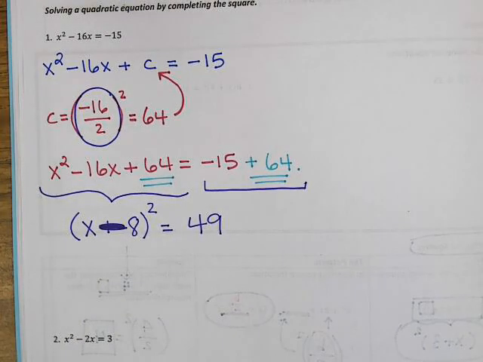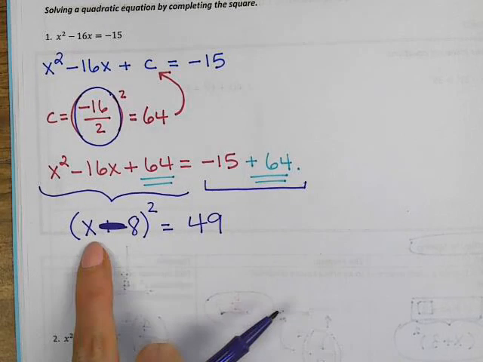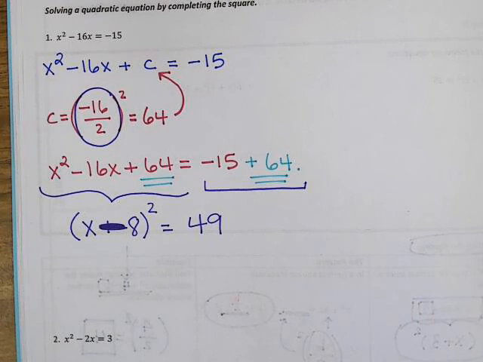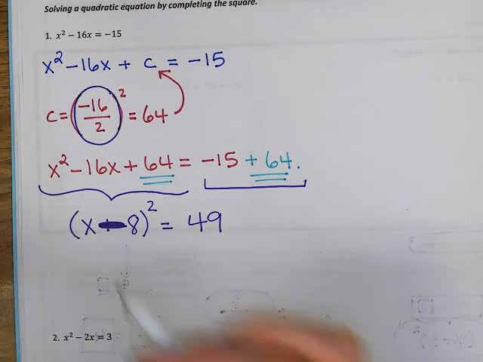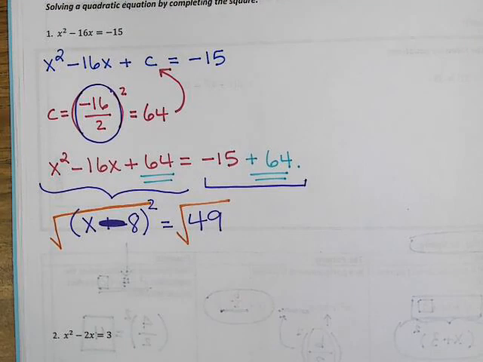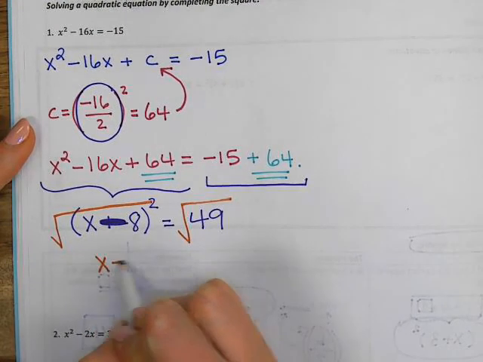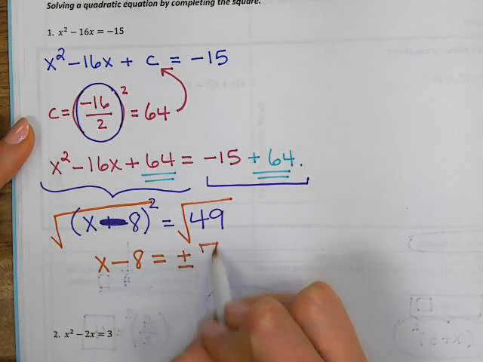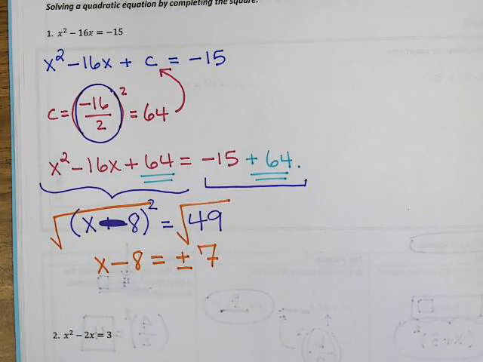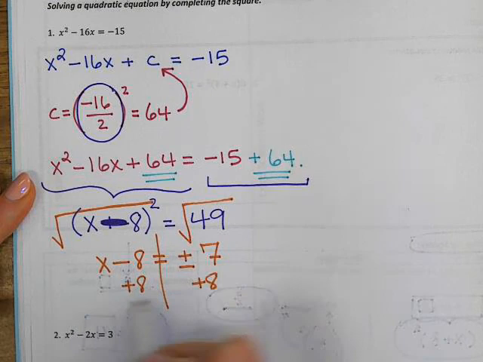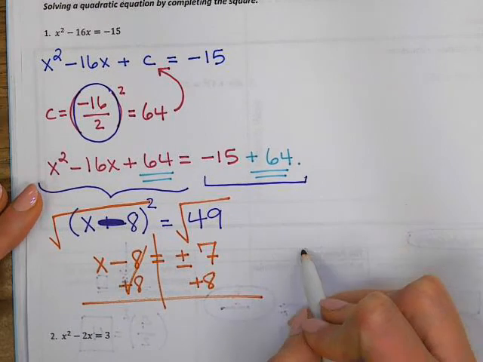The whole point of doing this is because you guys know how to solve this. So how do you solve this now? You have something squared equals a number, so we square root both sides. Remember, this is old now. We have x minus 8 equals plus or minus the square root of 49, which is 7. And then to finish solving it, you got to add the 8 to both sides.